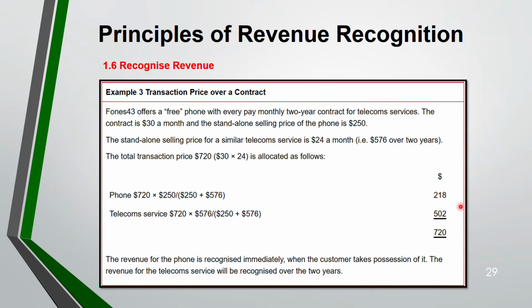Now you have to be very careful. These two performance obligations, one is phone, one is telecom service. Phone is easy. You give the phone to customer, customer takes the control of the phone, you recognize revenue. What about telecom service? Over 2 years you have to recognize the revenue. So phone is at a point in time, telecom service over a period of time you are recognizing revenue. So that's the answer. Revenue of the phone is recognized immediately when customer takes the control of it. Revenue for the telecom will be recognized over 2 years.